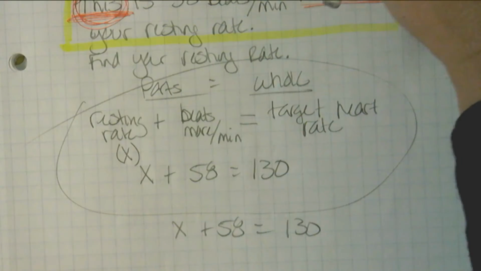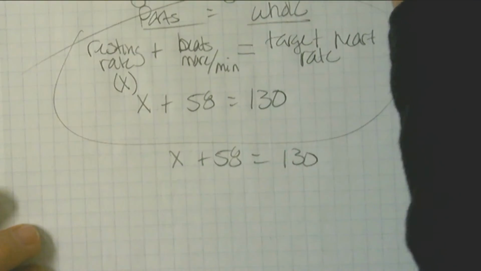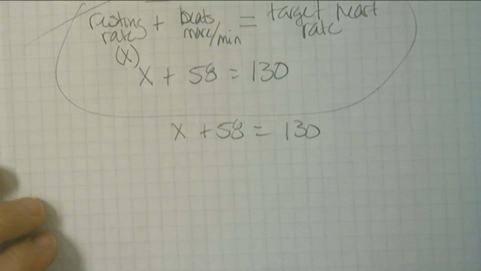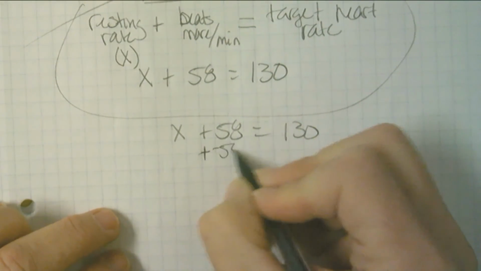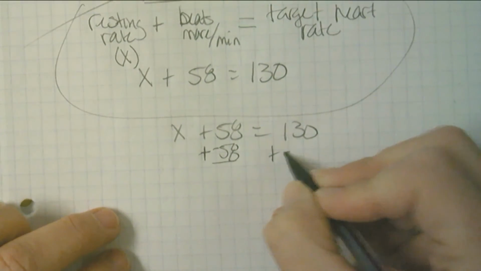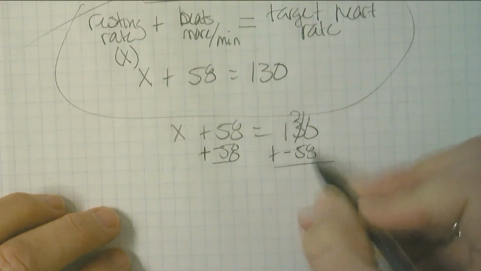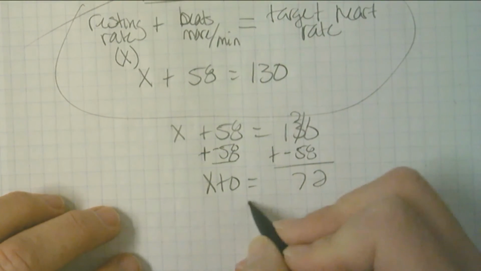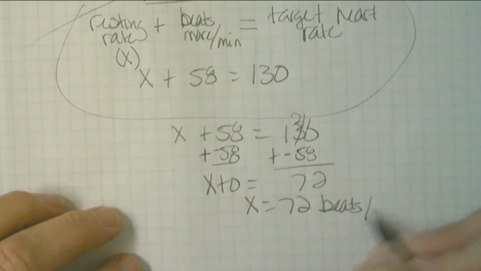So what can I add, because I have addition here, what can I add to 58 to make it 0? Come on, what can I add to 58 to make it 0? Jacob Kassab? Negative 58. And I'm going to do that to both sides. So I'm going to go ahead and do that. That's a 2, that's a 7. X plus 0 equals 72. So x is equal to 72 beats per minute.